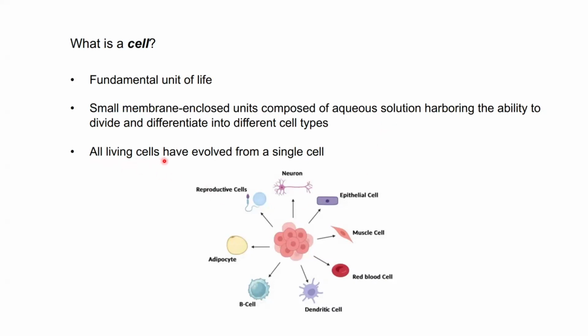And all living cells have evolved from a single cell. And that's what they're sort of showing here. You have all different types of cells, from neurons in your brain and also throughout your body. You have B cells and dendritic cells. Those are part of your immune system. You have red blood cells. So all the different types of variety of cells, different shapes, but they all originate from a single cell. And all living cells have evolved from a single cell.